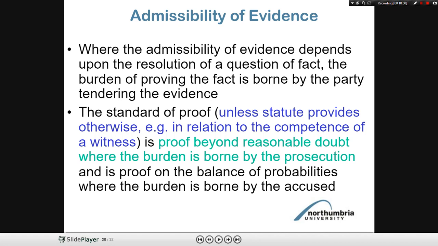So, admissibility of evidence: where the admissibility of evidence depends upon the resolution of a question of fact, the burden of proving the fact is borne by the party tendering the evidence. The standard of proof, unless statute provides otherwise. For example, in relation to competence of a witness, it is proof beyond a reasonable doubt where the burden is borne by the prosecution, and proof on the balance of probabilities where the burden is borne by the accused.